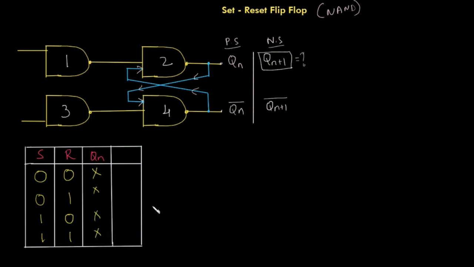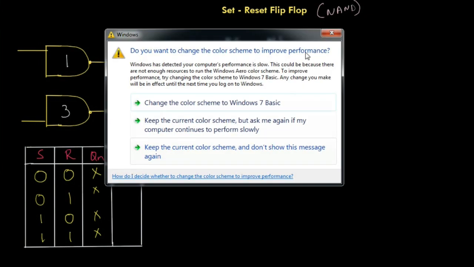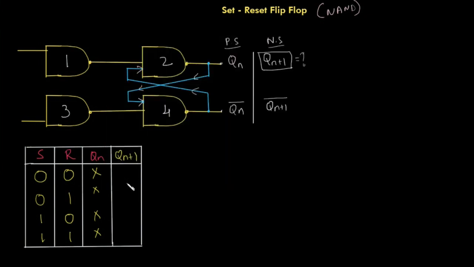You only worry about the next state, so it is Qn plus 1. You worry about the next state. So we are going to apply values for S and R here, and we are going to see how this works and how we can get values for Qn plus 1. That is what we are going to see.